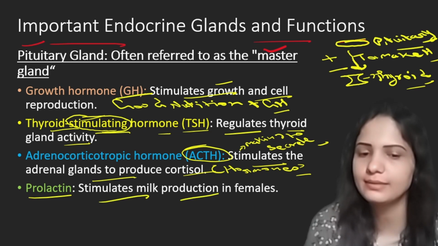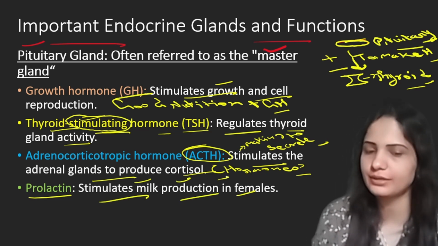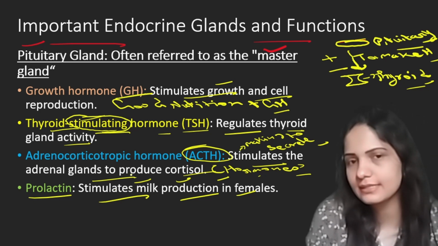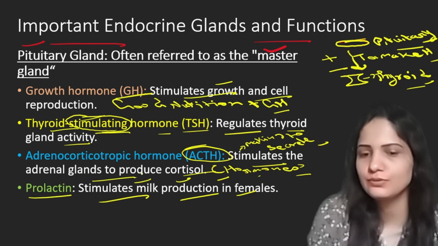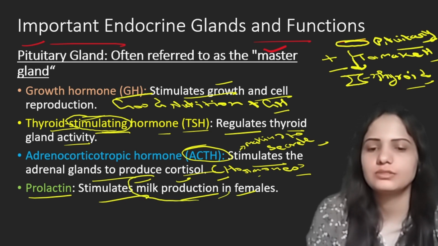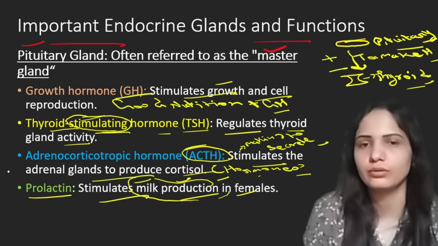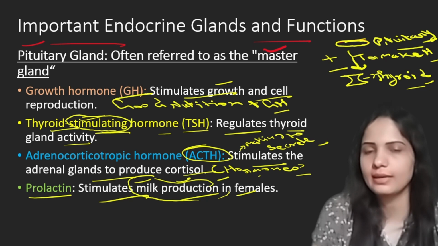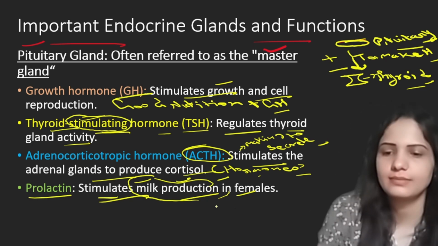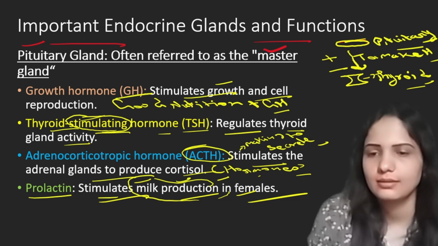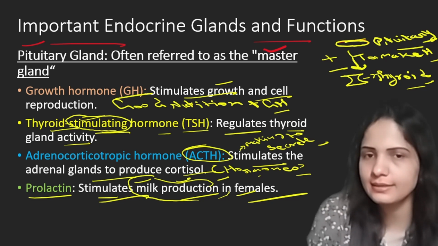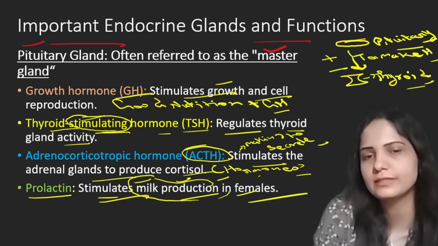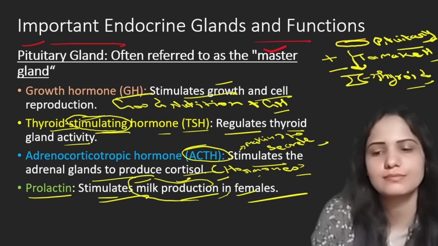Prolactin stimulates milk production in females. This hormone is present in females only, and after pregnancy, milk feeding is done by the female. This you know, and this milk feeding is done with the help of the prolactin hormone. The milk in the female body is formed due to a hormone, and that hormone is stimulated by prolactin. This is about the pituitary gland, the master gland, and its hormones and functions. These are the four hormones: growth hormone, thyroid stimulating hormone, adrenocorticotropic hormone, and prolactin.